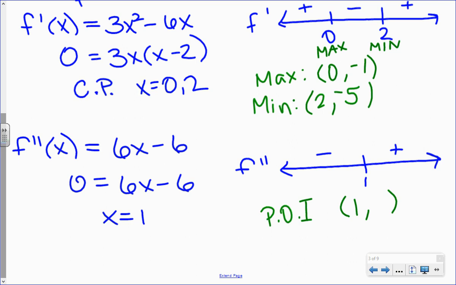Now, it is important that we know the coordinates so we can plot it. So we have to go way back up to the beginning. x cubed minus 3x squared minus 1. If x is 1, what is our y value?